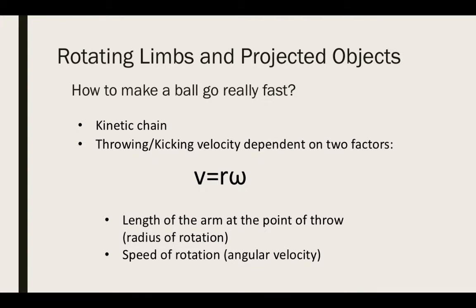Welcome back to Chapter 3 lecture, and we're going to talk about rotating limbs and projected objects. Another set of principles that we need to take into account when discussing motor skills is rotating limbs and projected objects. For example, when we're throwing a ball, what do we need to take into account when trying to throw the ball really fast? There are a couple of factors that we do need to keep in mind, and one of them is the kinetic chain.